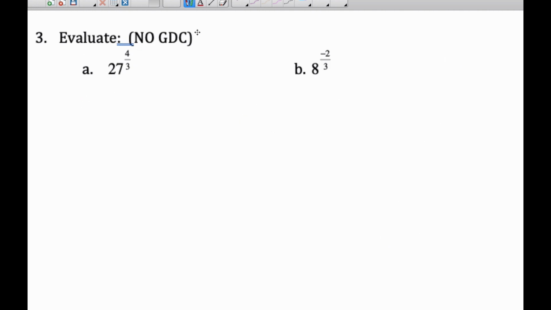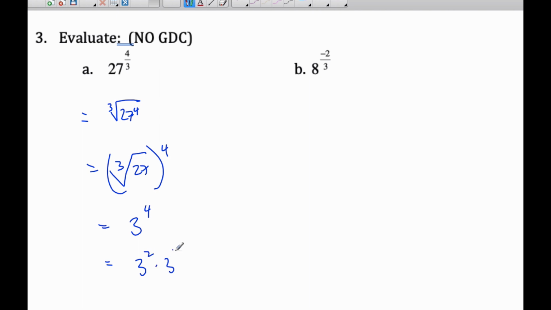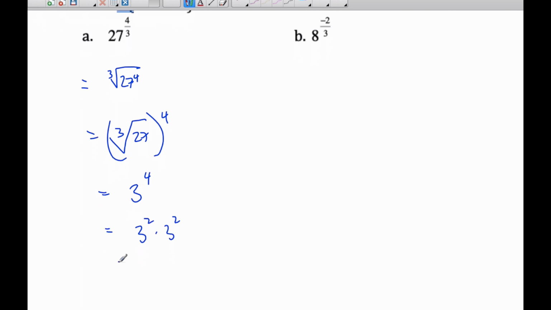And now we're going to evaluate these without a GDC. I know that this is the same thing as saying the cube root of 27 to the power of 4. But I don't know 27 to the power of 4. It's also the same as the cube root of 27 all to the power of 4. The cube root of 27, well, 3 times 3 times 3 I know is 27, so it's 3 to the power 4. This I know is 3 squared times 3 squared, because I add them, which is 9 times 9, which is 81. No calculator, just mental math.